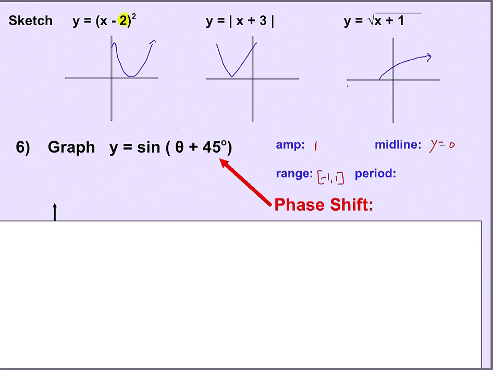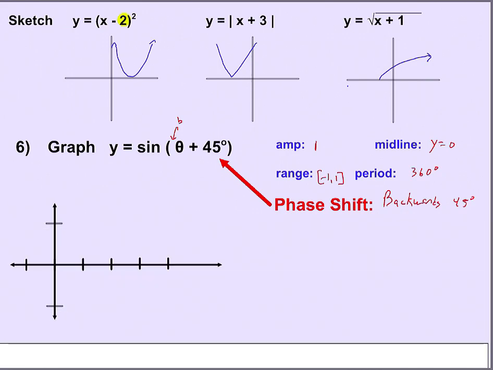And since the b is also 1, that means the period is regular old 2 pi, although notice how they showed us we're talking about degrees here. So when that's the case, then you can use degrees for your periods also. And then the phase shift is the same h, the same horizontal shift we've seen all year, because that's plus 45 degrees in that parentheses. That means the phase shift is negative, or backwards, 45 degrees. And we can see how the graph looks.